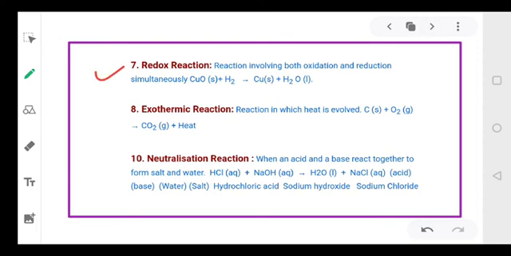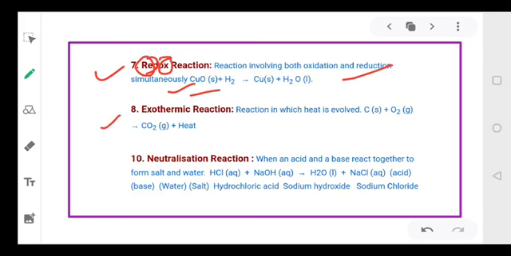Then is redox reaction. Red means reduction, and ox means oxidation. So redox reaction means it is a reaction in which oxidation and reduction both are occurring simultaneously. Again, we'll give the same example. CuO plus H2 will give you Cu plus H2O.